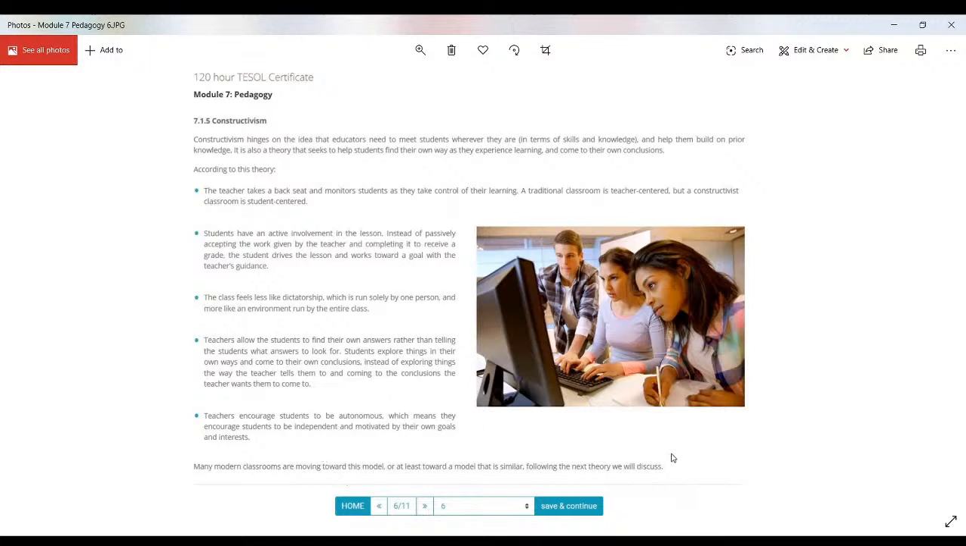Last point here is teachers encourage students to be autonomous, which means they encourage students to be independent and motivated by their own goals and interests. So many modern classrooms are moving toward this model, or at least toward a model that is similar, following the next theory we will discuss. Okay, save and continue.